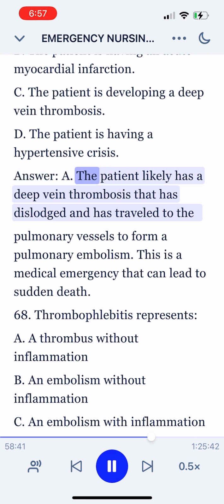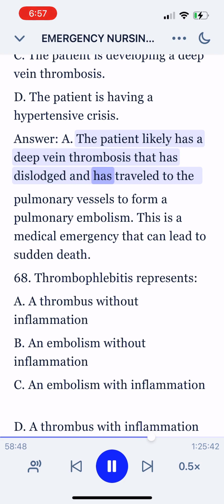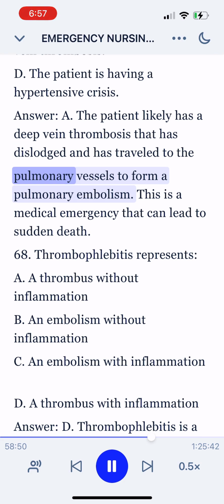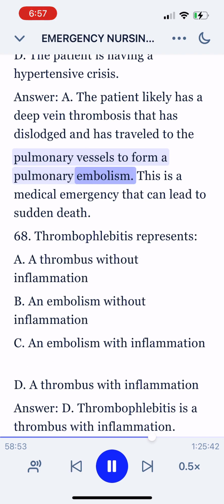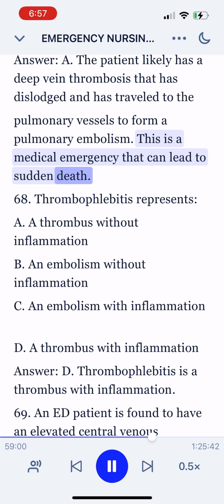Answer A. The patient likely has a deep vein thrombosis that has dislodged and has traveled to the pulmonary vessels to form a pulmonary embolism. This is a medical emergency that can lead to sudden death.